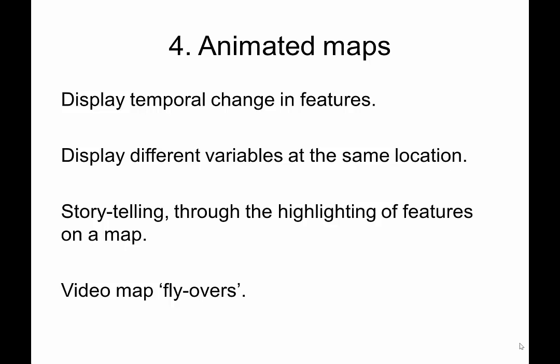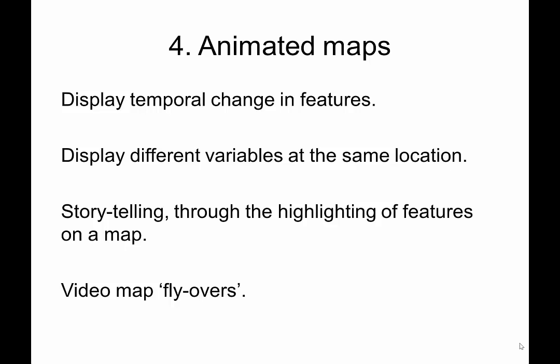We're just going to play on a little bit. Animated maps are very straightforward: they display temporal changes in features. But we can also use animation to do different things. We could show the same variable, or different variables at the same location. We could show a map of one set of variables, and then fade into the map of the other set of variables, for example. So we can do different things than just time.